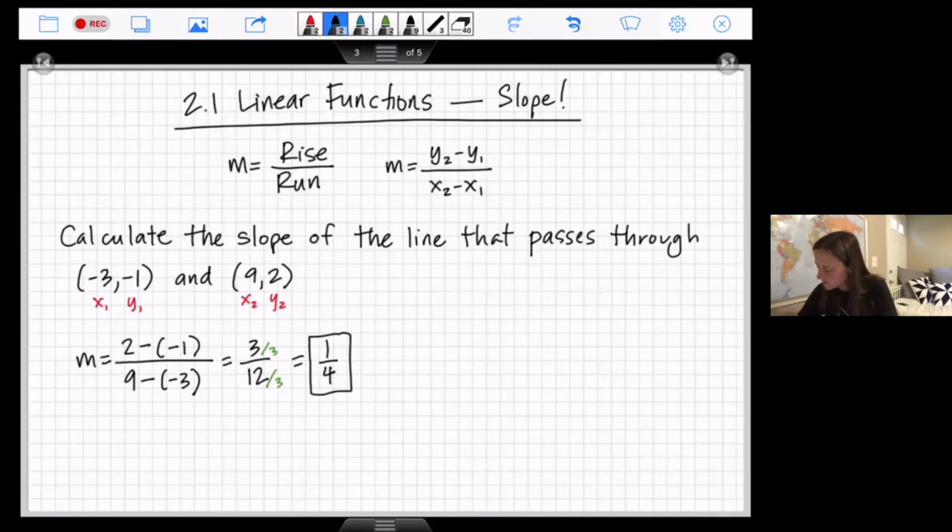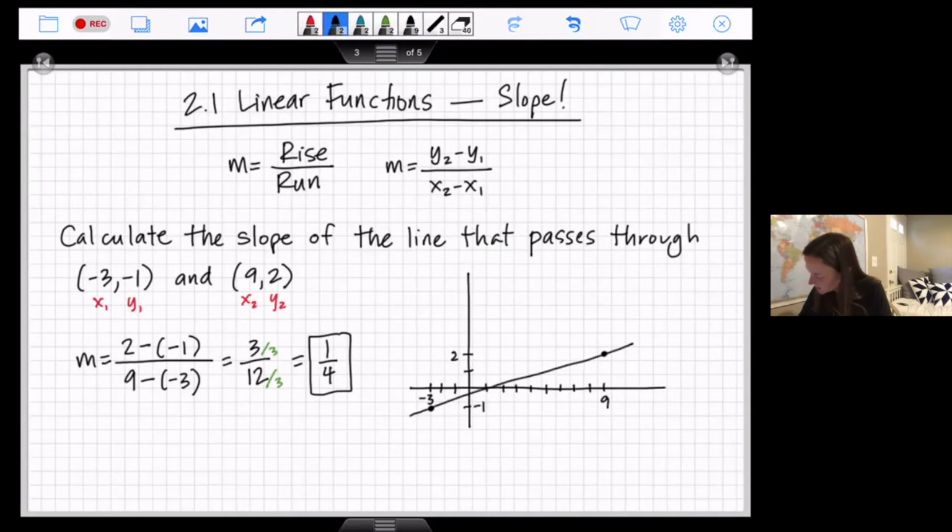Okay, so I'm going to do a very rough sketch here. So we're going to have negative 3, comma negative 1. And then 1, 2, 3, 4, 5, 6, 7, 8, 9, all the way out here, comma 2. And let's connect that with a line. Okay, so there's our line, and that slope means that rise over run, for every 1 tick mark that I go up, I'm going to have to go 4 to the right.